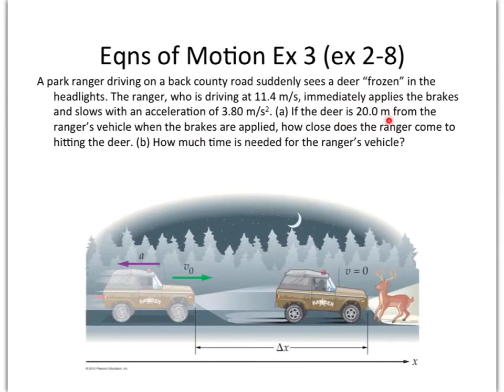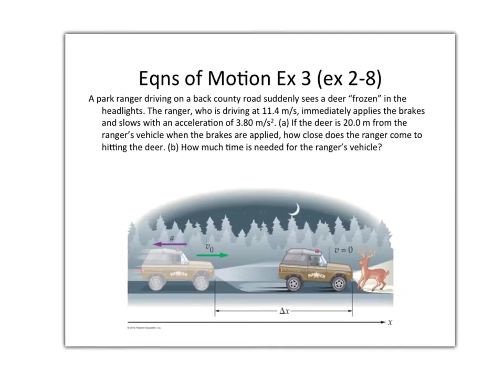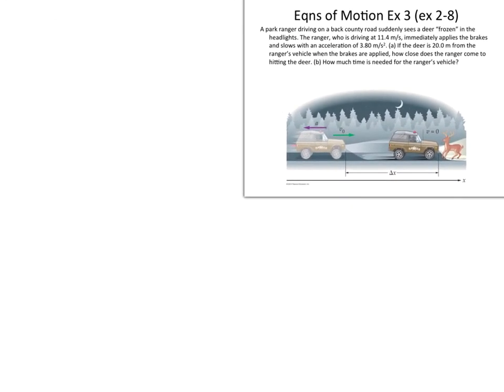Okay. That being said, let me take this and shrink it down and make some more room for ourselves up here. I'm going to put it right there. Okay, and so the Ranger is driving at 11.4 meters per second. So that right there is going to be our initial velocity. Initial velocity equals 11.4 meters per second, and he applies the brakes. And so therefore, applying the brakes, it's going to initiate a deceleration, or I should say, an acceleration in the opposite direction. Applying the brakes never makes you go faster in the direction that you're going. They make you go slower in the direction you're going.